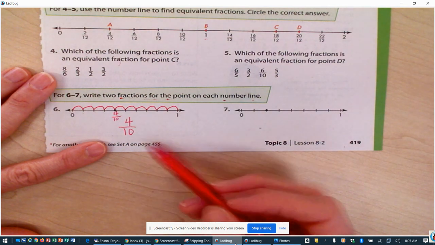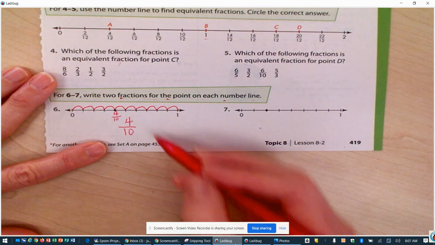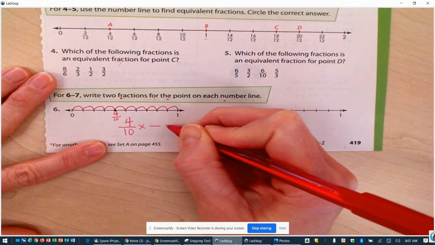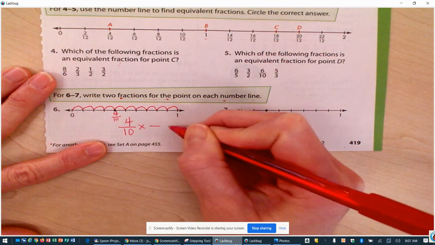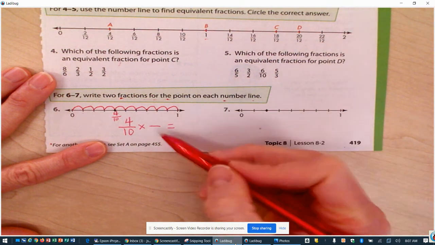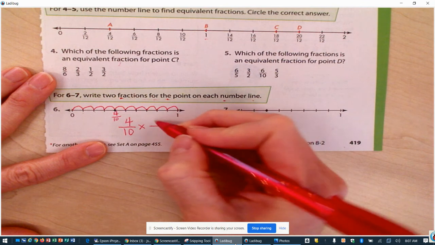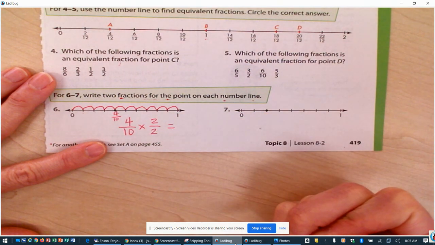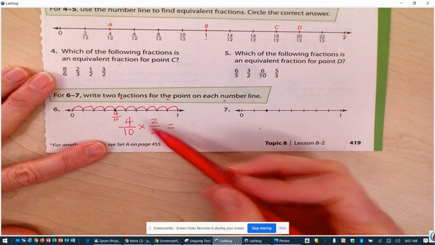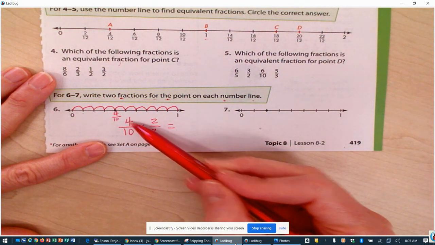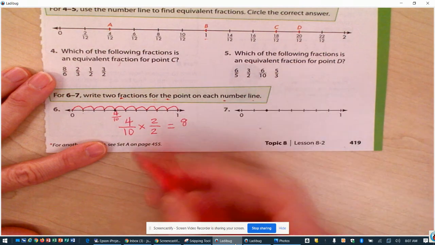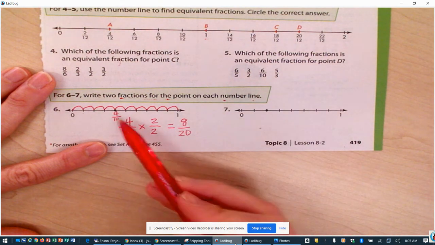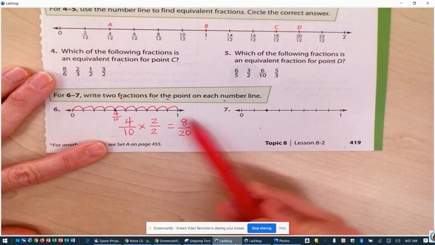So one way we can do that is by multiplying, right? So yesterday we talked about multiplying by a fraction that has a numerator and denominator that are equal to each other so that we can find an equivalent fraction. So let's say we put 2 here, because you want to aim for smaller numbers right now just to make it easier on yourself. So we would start by multiplying the numerator. 4 times 2 is 8. And then the denominator, 10 times 2 is 20. So we could call this point 4/10, but we could also call it 8/20.